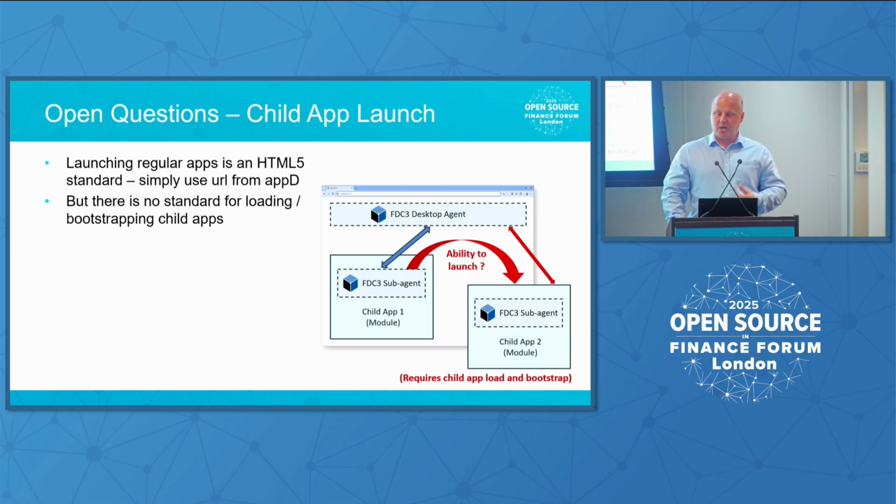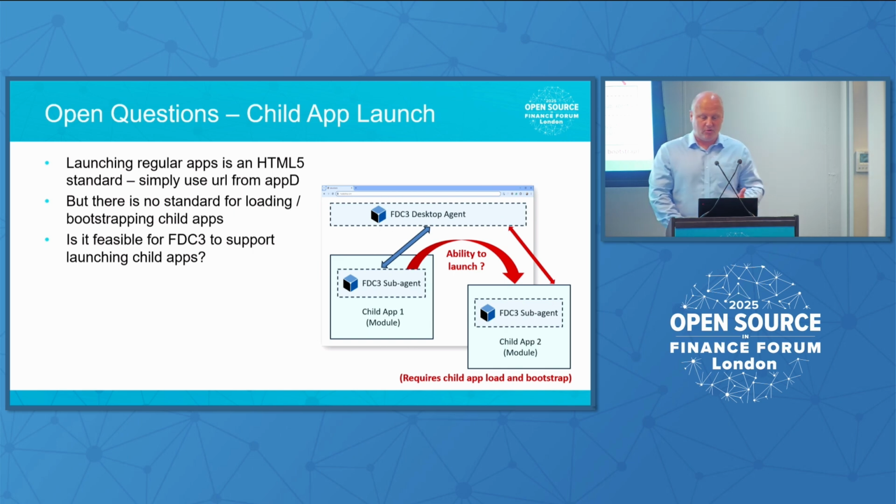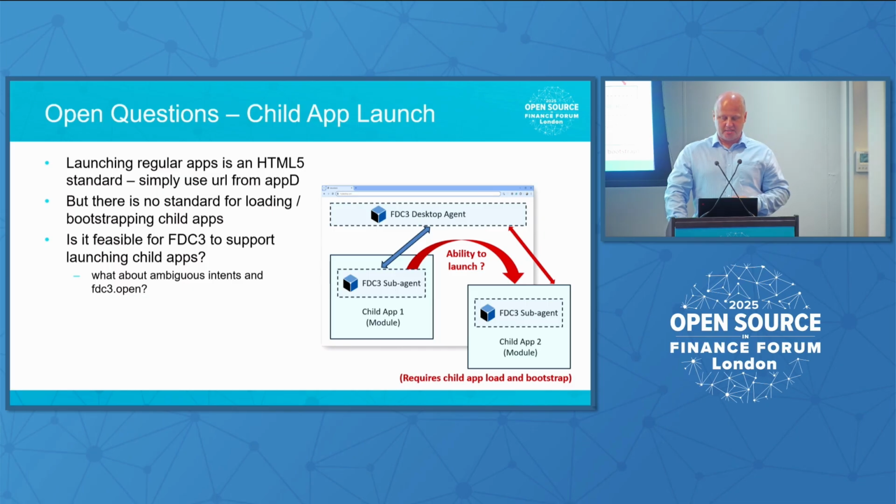But when you think about child apps running directly in a parent window, there's no single standard for loading and bootstrapping of those apps. It's platform specific. And this isn't something that FDC3 can solve. So the question that then arises is, is it even feasible for FDC3 to support the launching of child apps at all? On the one hand, if we don't support this, we then have to think about what happens to ambiguous intents and things like FDC3 open.